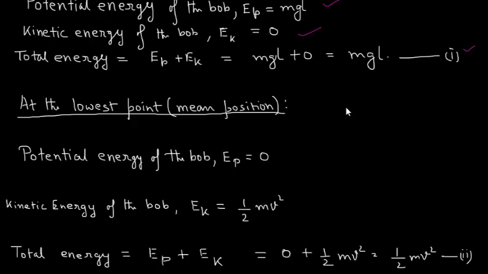At the lowest point, that is the mean position, potential energy of the bob EP is equal to 0. Kinetic energy of the bob EK is equal to half mv square. Total energy is equal to EP plus EK, that is 0 plus half mv square, that is half mv square. This is equation number 2.